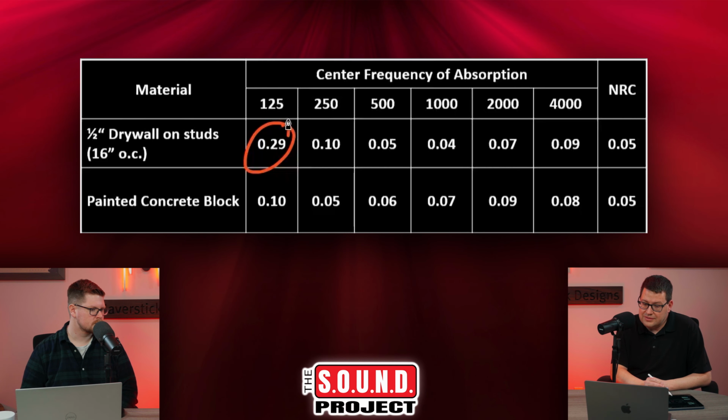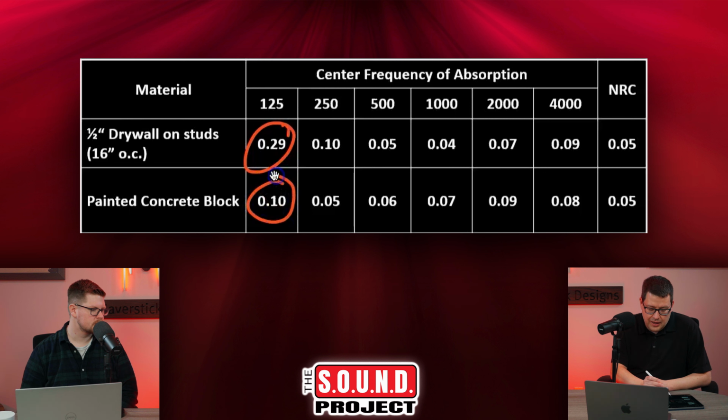So you could actually get absorption coefficients above 1. I've seen some materials have a 1.2 absorption coefficient at certain frequencies. Sure. That doesn't mean it absorbs 100% of the sound, creates 20% more, and then absorbs that again. You can't absorb more than 100% in that way. So it's just relative, and you always look at these as relative numbers. So in this example, a half-inch drywall on studs at 125 hertz is a 0.29.